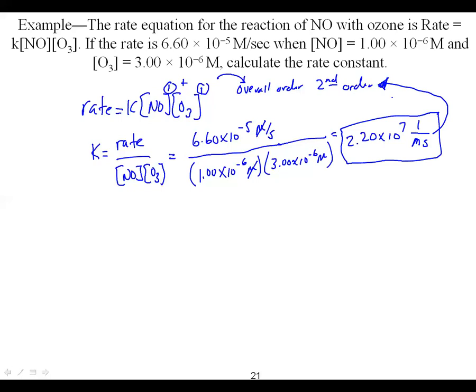And sometimes in problems, they will not tell you the order of the reaction, but they will give you the value of K. And based on those units, you do need to know how to determine what order you're looking at. And we'll see a little bit more of that a little bit later on. Any questions on that there?